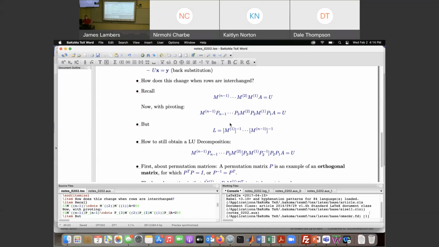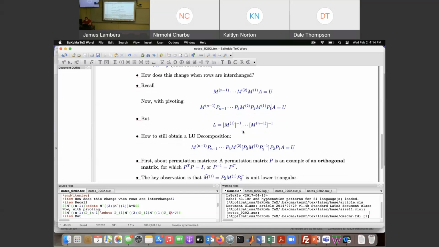So in other words, what you're doing is performing the row interchanges up front and then working on eliminating entries. So how do I do that? Before, I have M1, P1. So here we have M1 and P1.